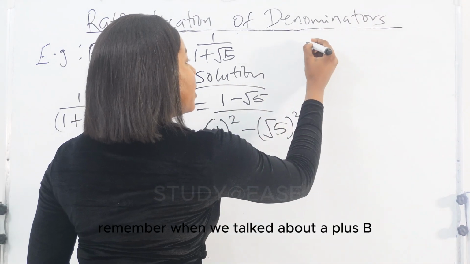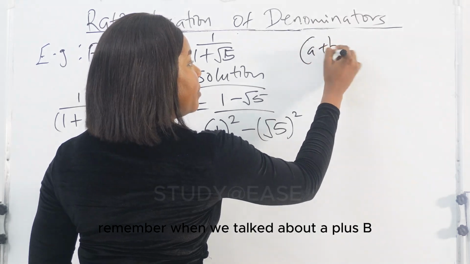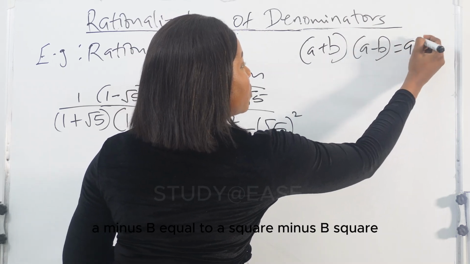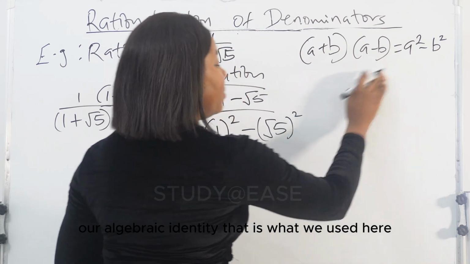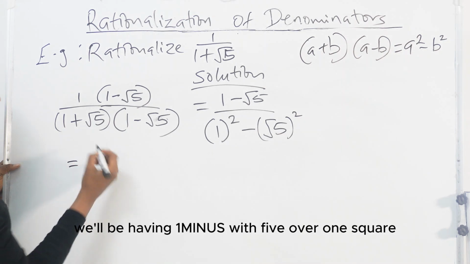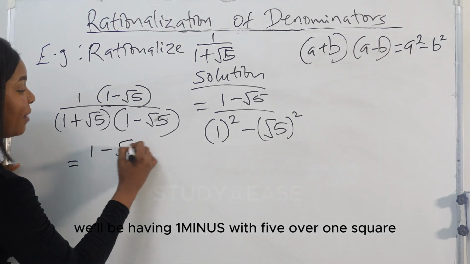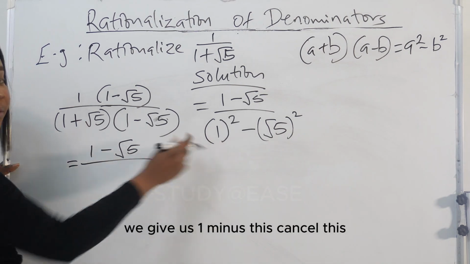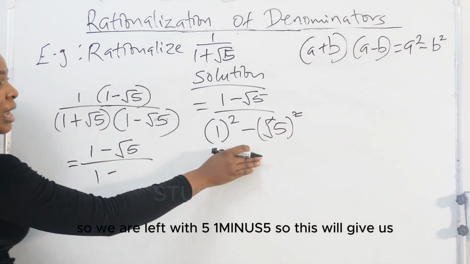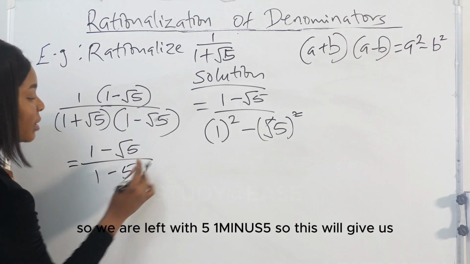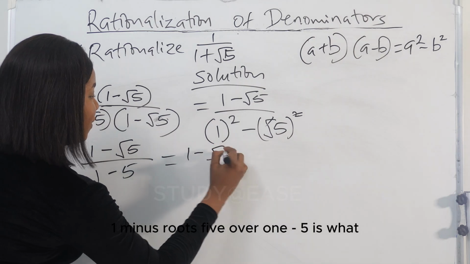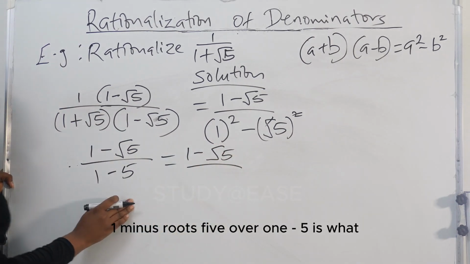Remember when we talked about a plus b times a minus b equal to a squared minus b squared, our algebraic identity. That is what we used here. So in this case, we'll be having 1 minus root 5 over 1 squared, which gives us 1, minus this, the square cancels the root, so we are left with 5. 1 minus 5. So this will give us 1 minus root 5 over 1 minus 5.